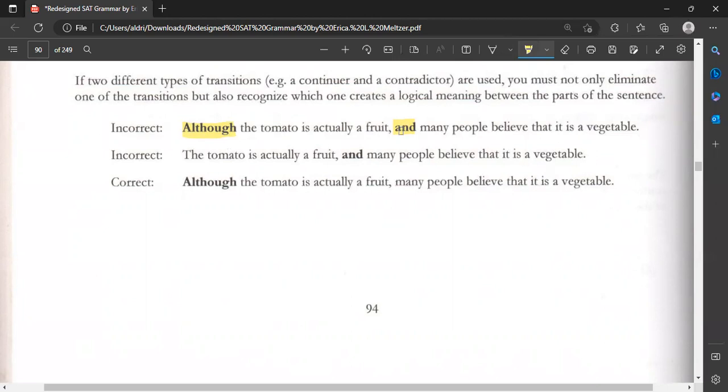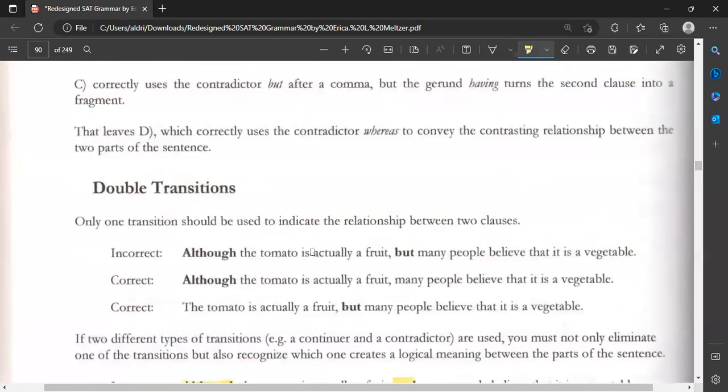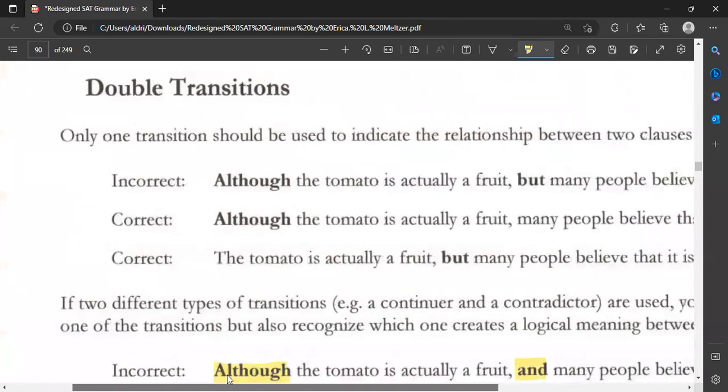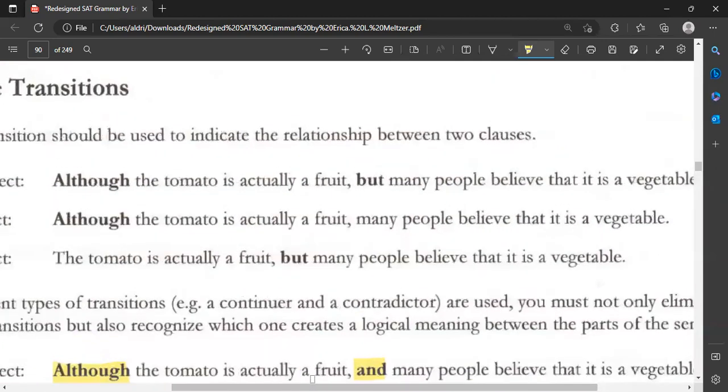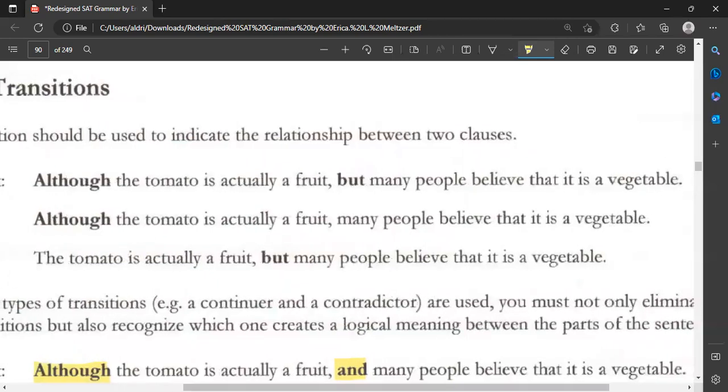We need to eliminate the one that has the most logical transition, right? The most logical meaning. So I'm going to just do this and zoom in a bit and ask you guys, which one do you think we're eliminating here? Sorry, I hope you can see it. Yeah. Which one do you think we're eliminating? Although or and?